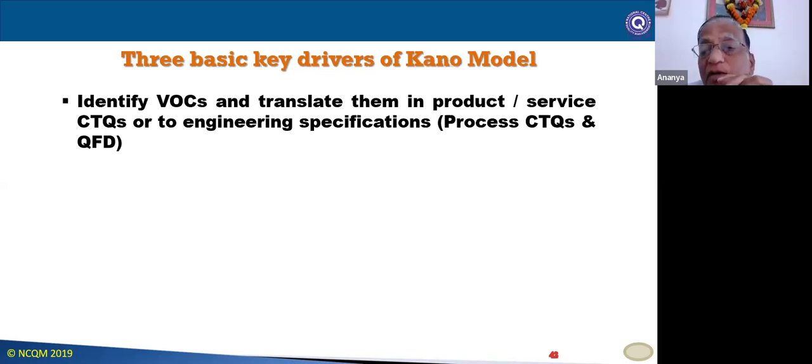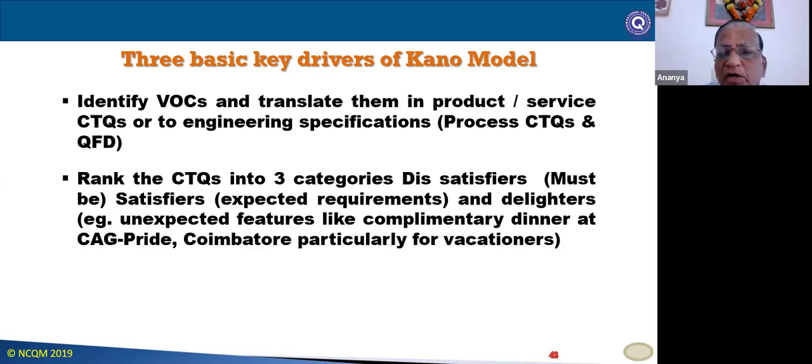So we have to identify the voice of customer, as I was explaining in the morning, and the voice of process, and then make your engineering specification, which we call later on the quality function deployment. That will come in the evening session. Clear? Okay. So 3 basic Kano model categories. Then we talk about CTQ in 3 categories. Just now I explained dissatisfier, satisfier, meaning expected requirement, and delighter, an unexpected feature like a complimentary dinner that somebody gives me when I go somewhere. I give an example like this. I never thought of it.